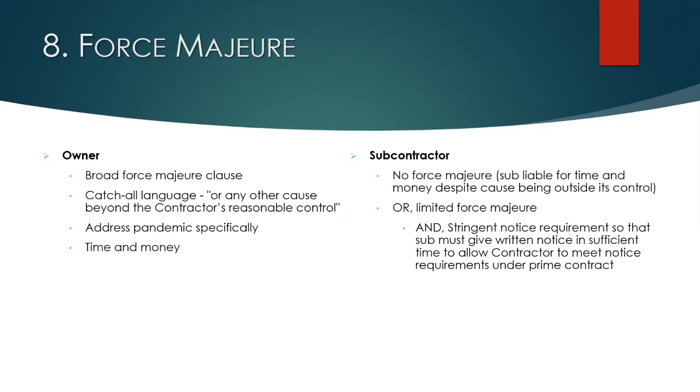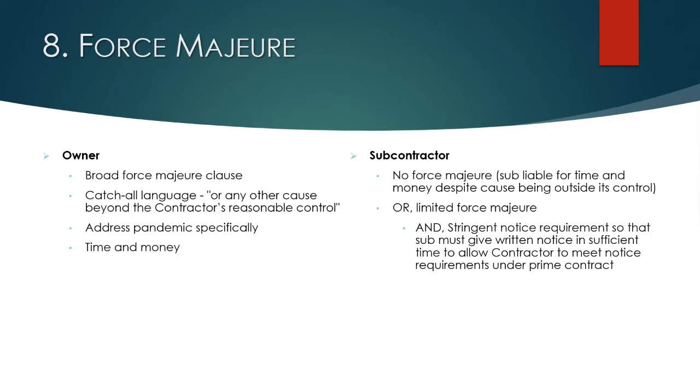Another thing to consider is time and money. Most force majeure clauses I see only address time. They excuse your time of performance. But you can also address money. Price increases may occur because of these force majeure events. So you should write that into your prime contract if you can.